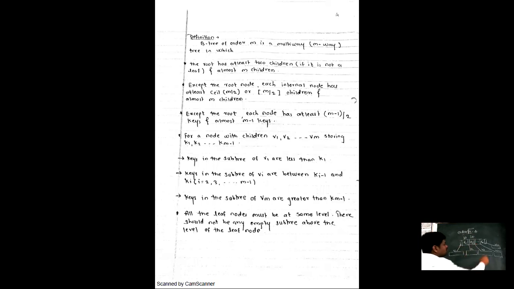Now suppose this value is 100, and here K m minus 2 is 90. Then what is the value of this V m minus 1? 90 to 100. And after that, the last one holds values greater than 100, so we will consider it as Vm. So this is the rule when we are considering the child nodes.